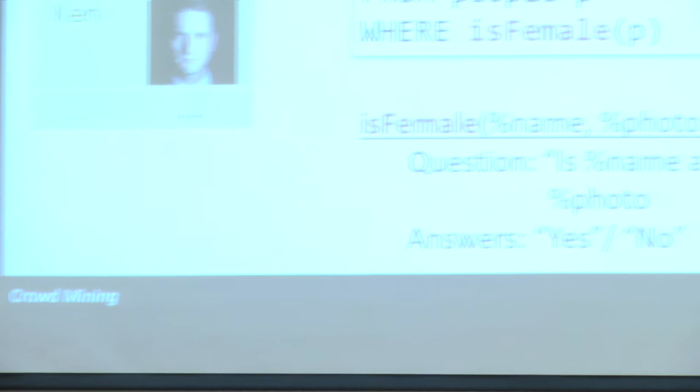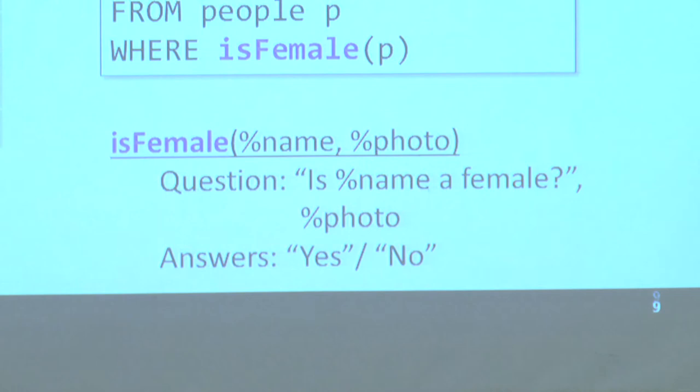Okay? So I need to implement this is-female predicate somehow. And I'm going to do it with the help of the crowd. I will define a task for the crowd such that, given the name of the person, I will ask the crowd, and I'll also show the picture, is this person female, and the answer will be yes or no.